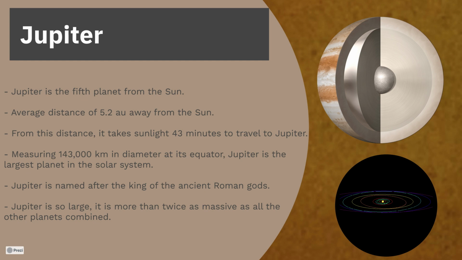The planet is so large that according to NASA, it is more than twice as massive as all the other planets combined and could hold more than 1,300 Earths. Discovered in 1610 by Galileo and named after the king of ancient Roman gods, the planet helped revolutionize the way we saw the universe.